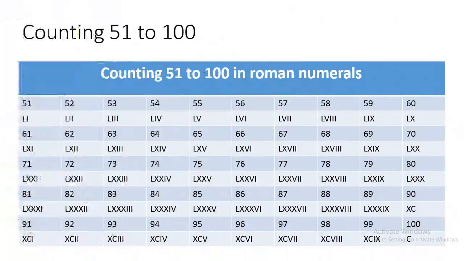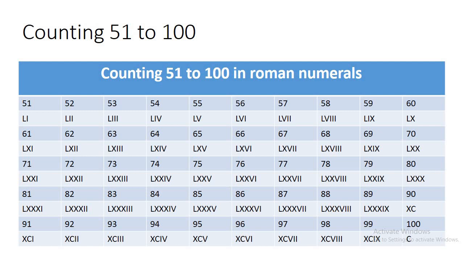Let us see how is the counting from 51 to 100. So as we have said earlier, we just have to write L in front of all the digits from 1 to 9, so you get numbers from 51 to 59. And then in order to get 60, you have to put X after L. Now as X is present, the smaller value is present after the larger value, so the values will be added. So 50 plus 10 gives us 60.